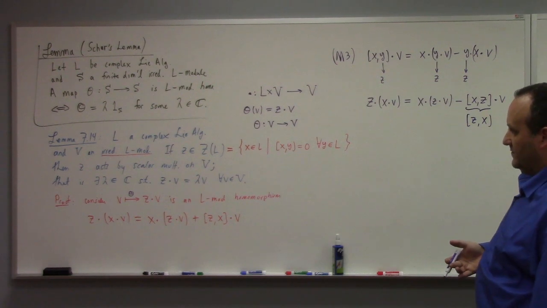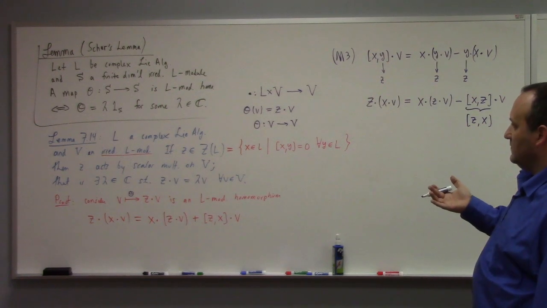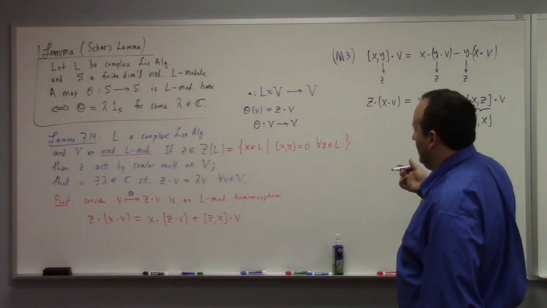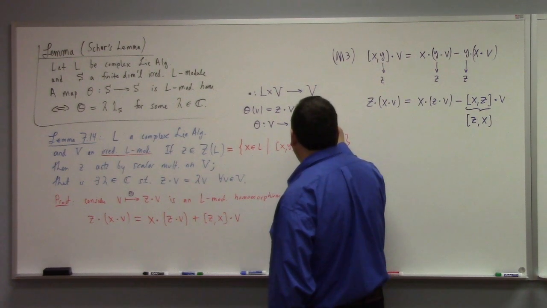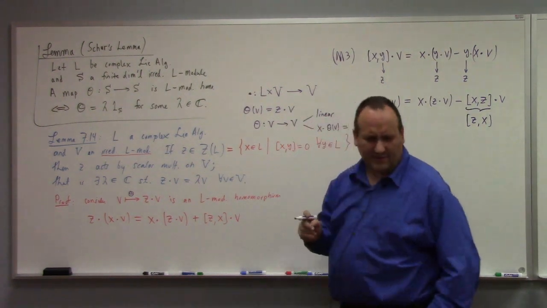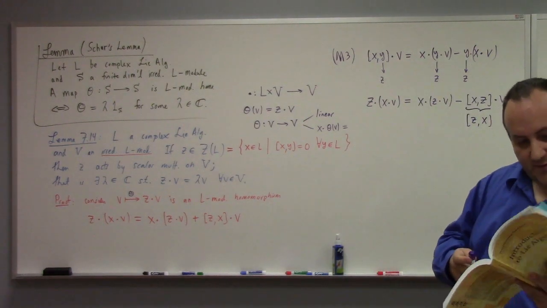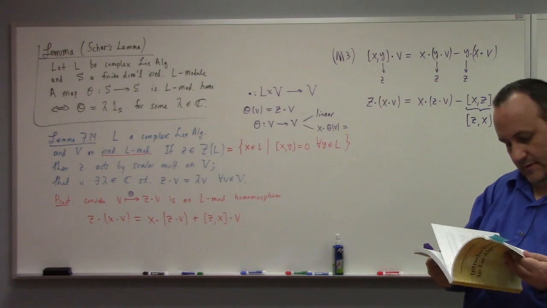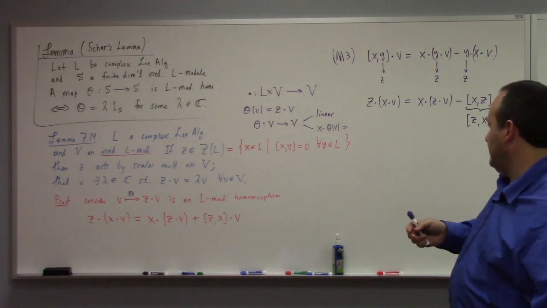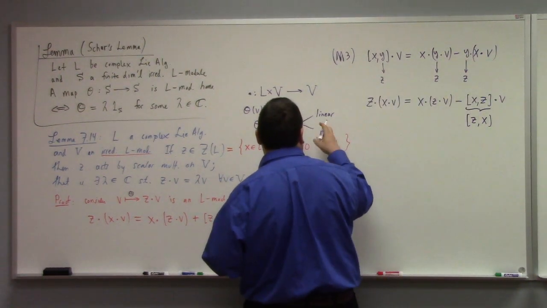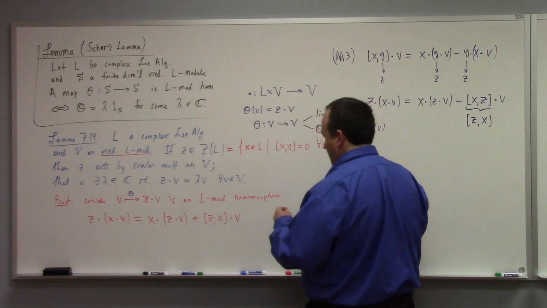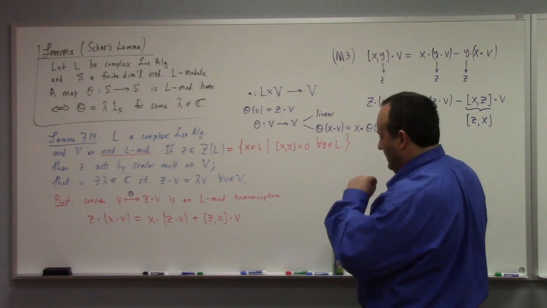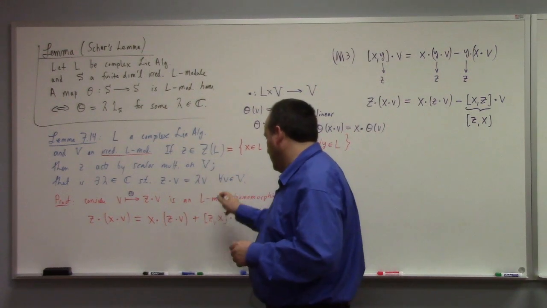Is it an L module homomorphism? To be an L module homomorphism, we need to satisfy what condition? It needs to be linear, and also, how's it go? I've already forgotten this. I should not have erased it. Yeah, x dot theta of v is equal to theta of x dot v. So theta of x dot v is x dot theta of v, right? So it's linear. And this, of course, is 0, because z is in the center.